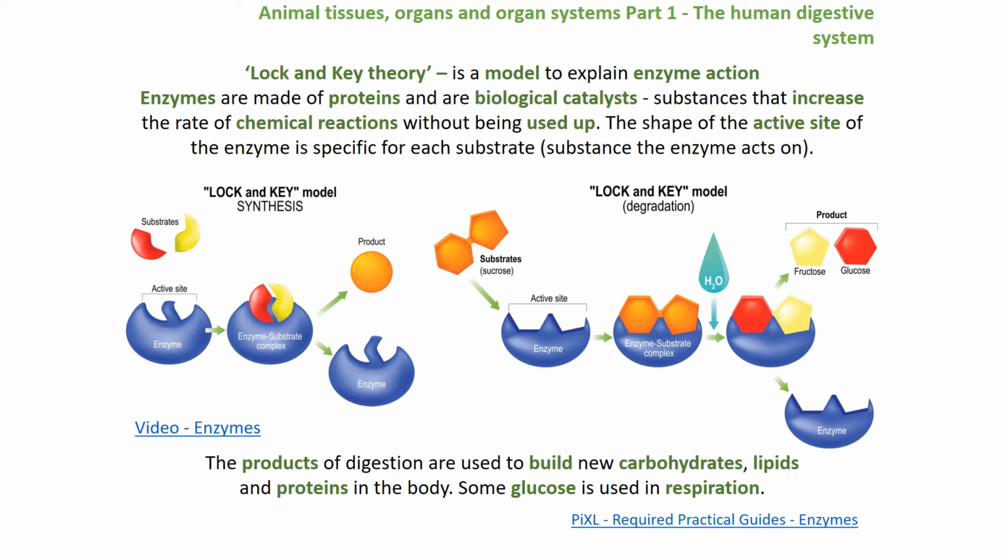The products of digestion are used to build new carbohydrates, lipids and proteins in the body, and then we use the glucose in respiration in the mitochondria. So if you could pause this video now and add whatever information you want to include for the lock and key theory. Do not just copy out the text because there is a lot of it. We need to reduce it and make it more concise, just taking out key words or combining lots of it into a simple diagram. So pause the video and do that now, please.